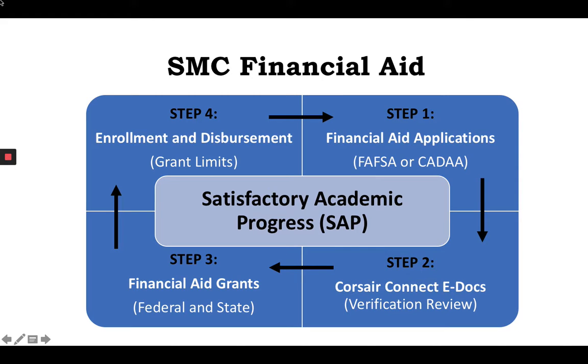The SMC Financial Aid Office will now communicate with you via your Coursera Connect portal and email. If you haven't done so already, please log into your Coursera Connect. Under Quick Links, click on Financial Aid, and once you're on the Financial Aid status page, click on eDocs. Here you will be able to see what forms you need to submit for review. This process is called verification, and it can take anywhere between 4 to 6 weeks, which means the sooner you complete the forms online, the better.